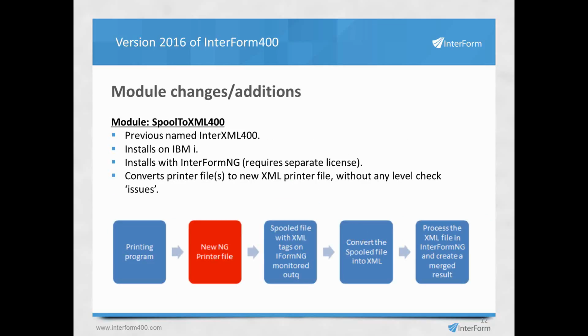And the final module is the spool to XML400, which of course was previously named XML400. It's installed on IBM i, and the trick here with this special module is that we are able to convert existing printer files into a very special magic printer file, and so it means that without changing anything in your printing program, you can fool this program into generate XML spoof files that we can convert into real XML files for processing in InterformNG.